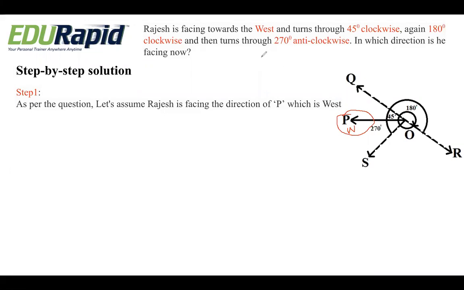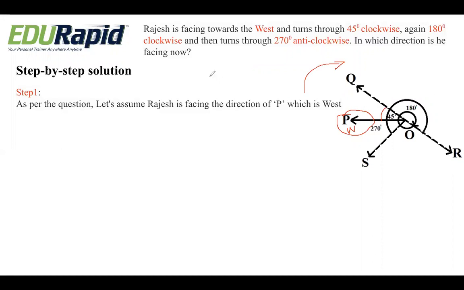The next assumption is, the question says, he turns through 45 degrees clockwise. So how does a clock rotate? Clockwise is this direction, right? The clock turns like this. So from the point P, you go 45 degrees. This is 45 degrees. That is the next step.